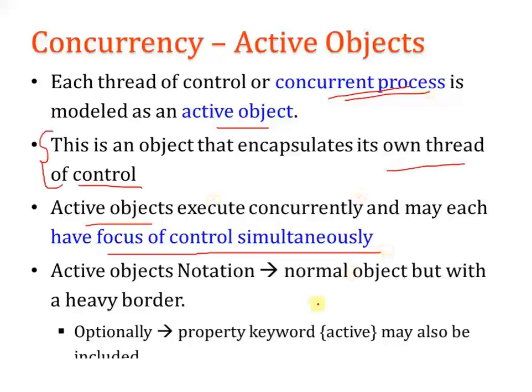Okay, so the notation for such simultaneous activation is an ordinary object diagram but with a heavy border. Optionally, we can also have the keyword active within flower brackets, which can be present, but this is optional. But the heavy border is mandatory.